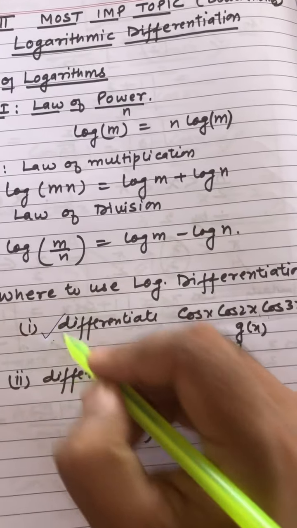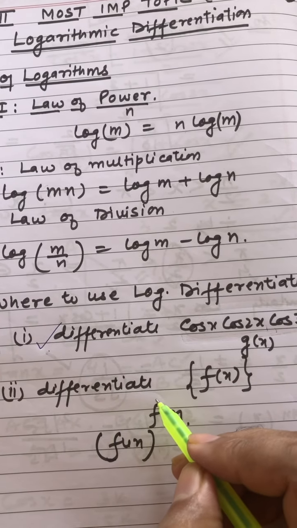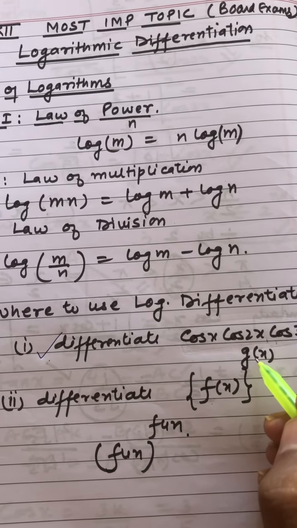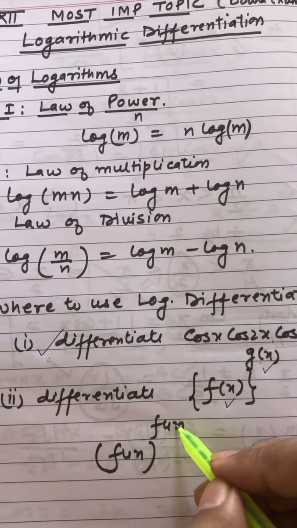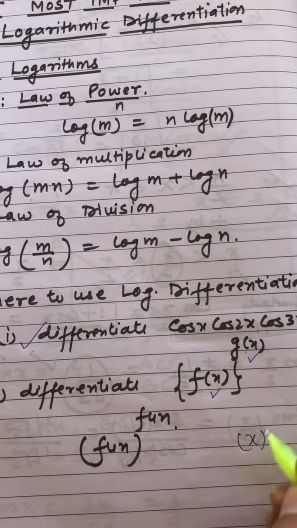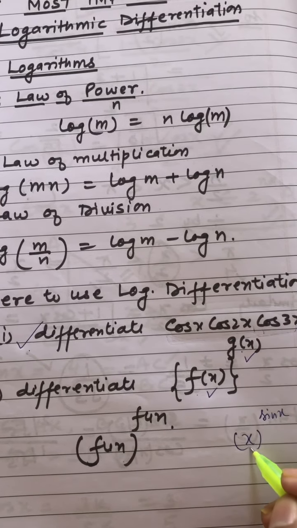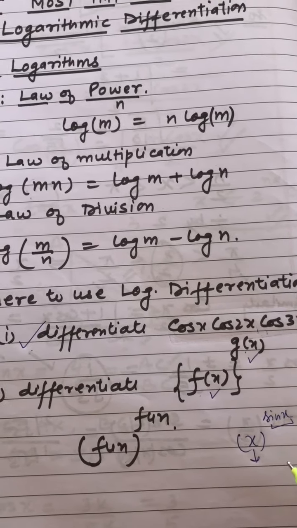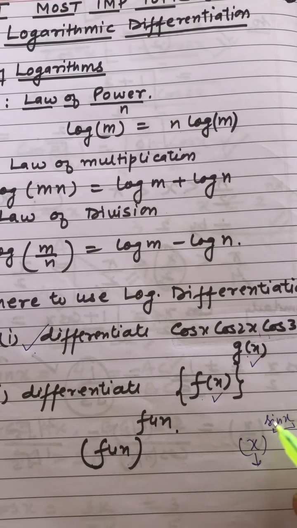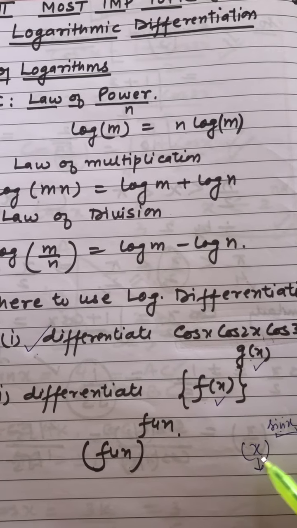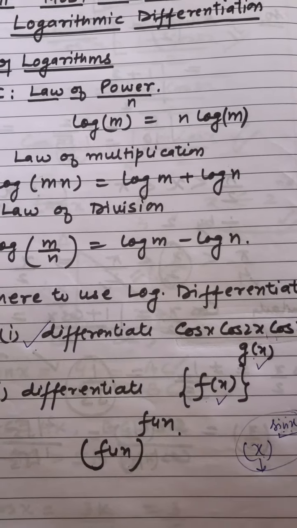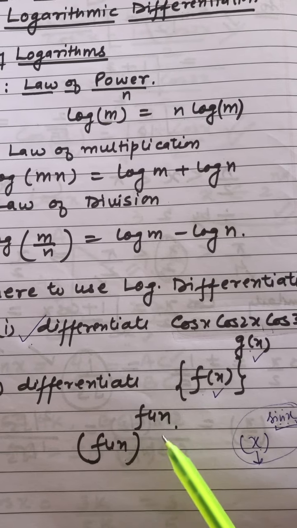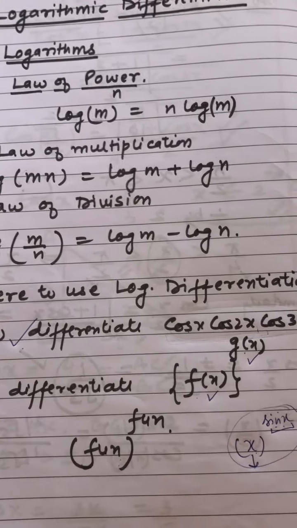This is the first part. Now secondly, where to use logarithmic differentiation? Where we have a question of this form: function raised to the power function. f(x) is a function and its power is also a function. For example, differentiate x to the power sin x. x is an algebraic function and sin x is a trigonometric function. So function to the power function, when we have to differentiate this type of question, we apply logarithmic differentiation. So is that clear? Where to use it: where we have more than two functions in product, and when the question is of the form function to the power function. So this is the basic.